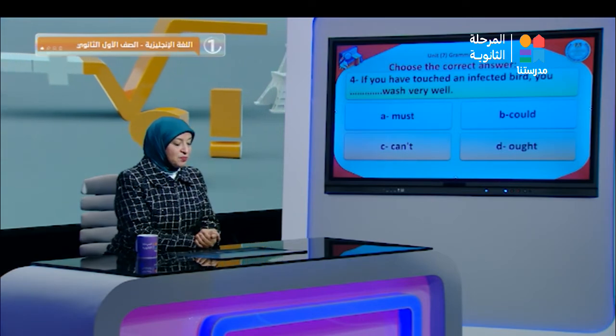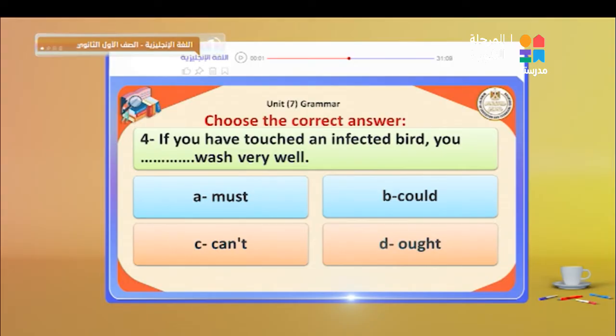Question number 4. If you have touched an infected bird, means a bird which has a disease. An infected bird, a bird which has a virus, for example. So if you have touched an infected bird, you wash very well. This is advice. And we have must, could, can't, or ought. Which one are we going to use? Yes, very good. We are going to use must because it's strong advice.